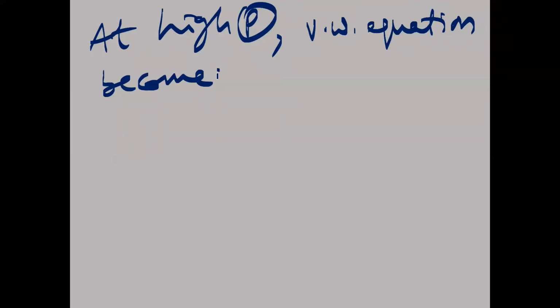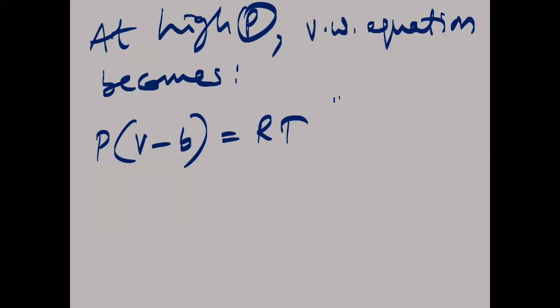So what is the condition taken here? At high pressure, what is the equation? The Van der Waals equation becomes, at high pressures, P into V minus B. So B is there, but A by V square is not there. P into V minus B is equal to RT, for 1 mole here again.